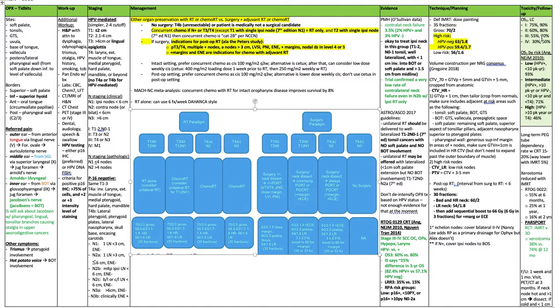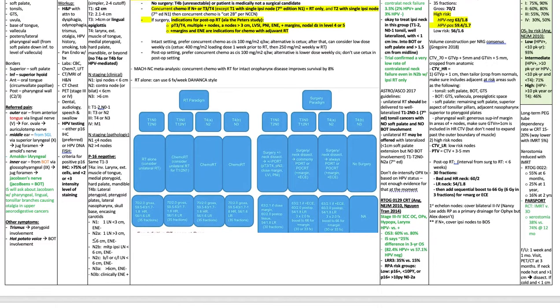PARSPORT is a randomized controlled trial looking at IMRT versus 3D and its impact on xerostomia. 38% with IMRT versus 74% with 3D at 12 months.